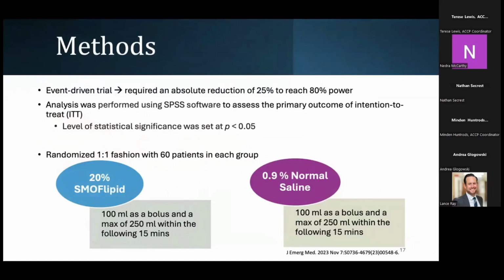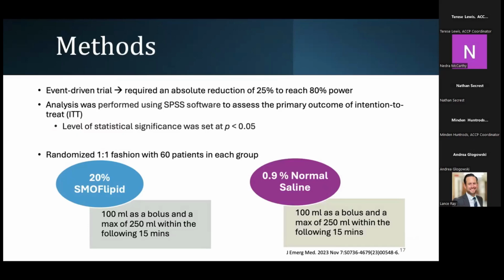So this was an event-driven trial. It required an absolute reduction of 25% to reach 80% power. They did not note a sample size to reach power, again, because there is not a lot of data to support the use of intravenous lipid and tramadol, so they didn't have a priori for this study. And the analysis was done using SPSS software to assess the primary outcome on the intention to treat population. The level of statistical significance was set at a p-value less than 0.05, and all the other tests were standard analysis.